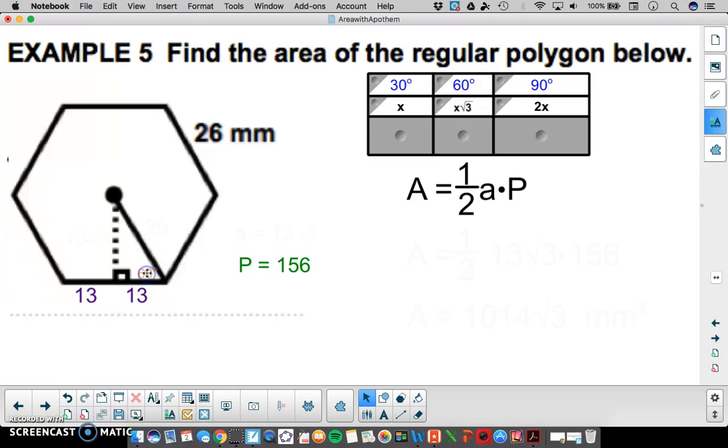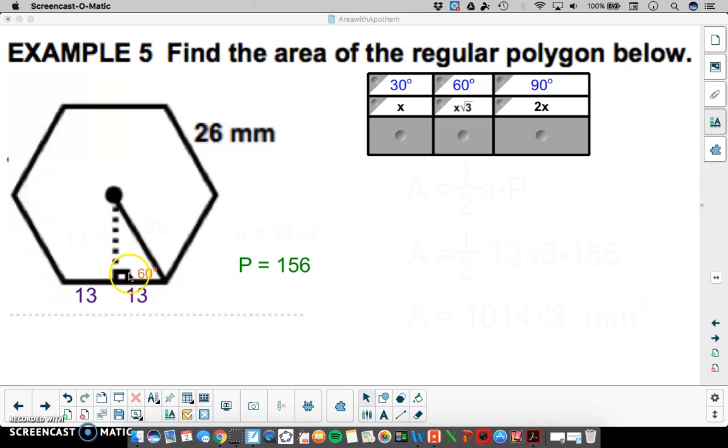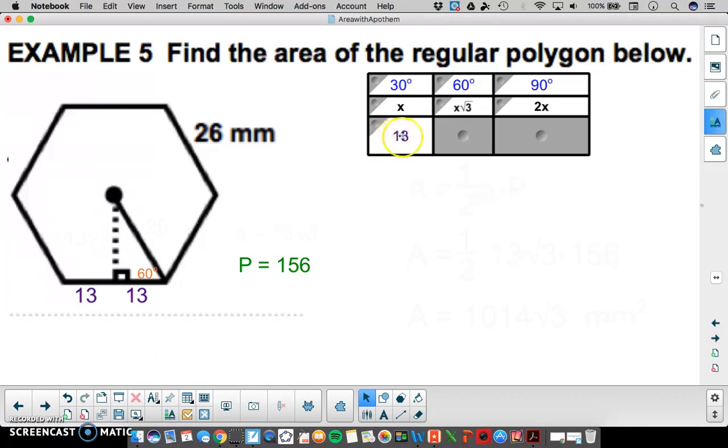We also know we have a 60-degree angle at the corner, which makes this a 30, 60, 90. We know the piece across from the 30-degree angle is 13. Multiply the 13 times √3 to get 13√3 for our 60 side. Multiply 13 times 2 to get our hypotenuse of 26. We now know our apothem across from the 60 is 13√3. That radius length is 26.